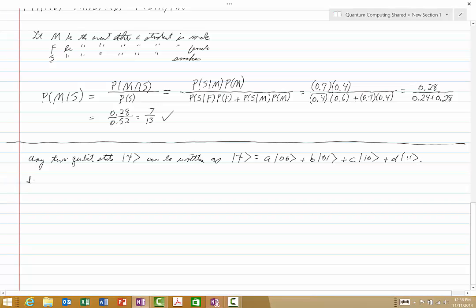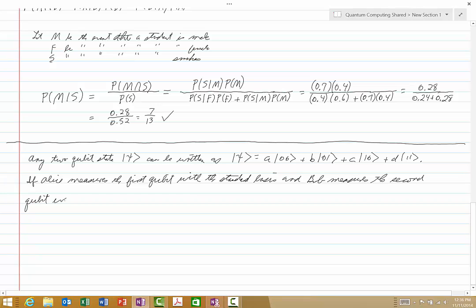Okay, and now if Alice measures the first qubit with the standard basis, and Bob measures the second qubit with the standard basis, then we can say the following.